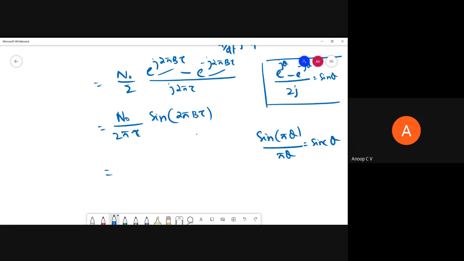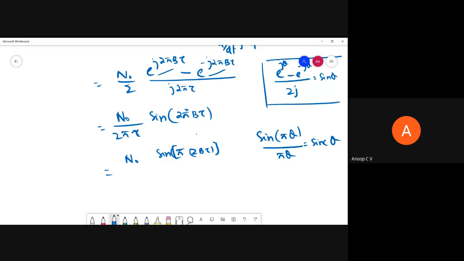Sine pi theta by pi theta, it's the sinc function you might have studied, right? Sine of pi something divided by pi something. So here we have a pi, and along with that we have 2b tau, so we can write it as N naught times sine of pi times 2b tau.